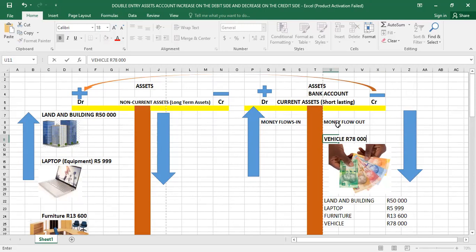Now, when we credit our bank account with the vehicle, it means that we have lost 78,000. For what reason? We were buying a vehicle in the form of a truck. The name of that particular vehicle that we are buying is a truck. Now you can see that 78,000 rand is out from our business bank account, which side? On the credit side. And then you can also see with the arrow, the money is going down within our business.